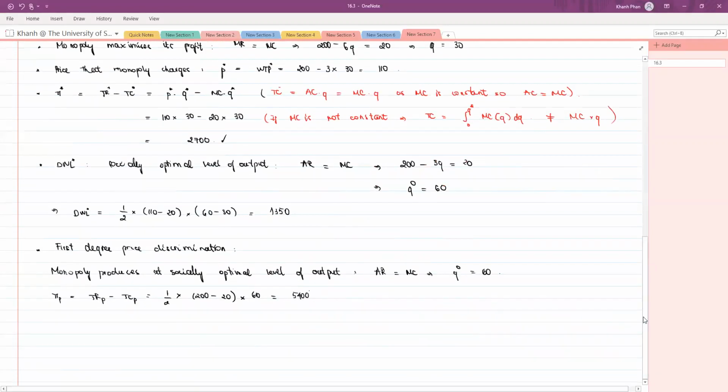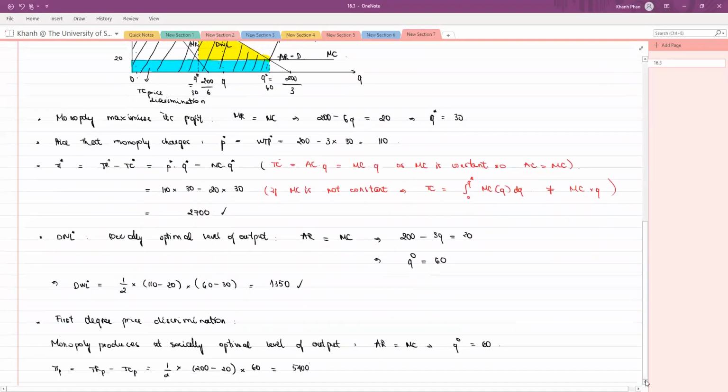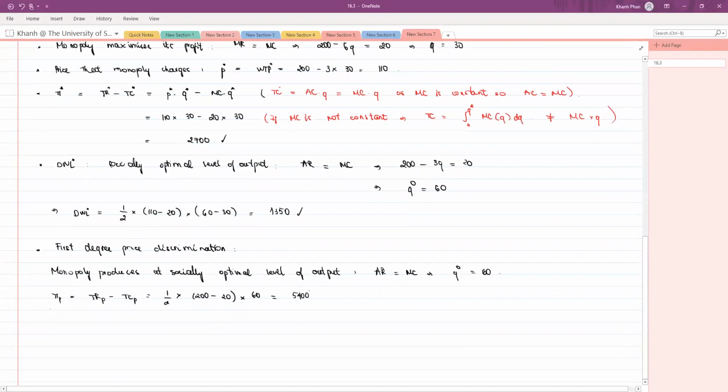So as you can see, if you add up the deadweight loss, the firm's profit, and the consumer surplus before the price discrimination, it's going to give you the firm's profit after the price discrimination. Everything is basically being captured by the firm now. So no more consumer surplus. I'll say consumer surplus is 0.